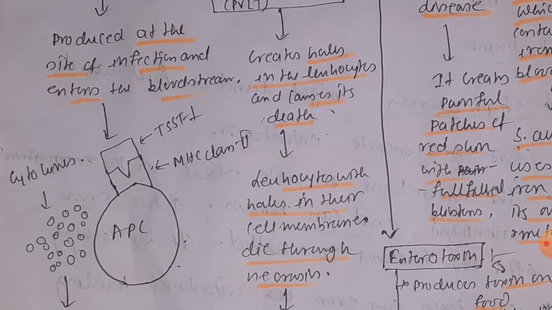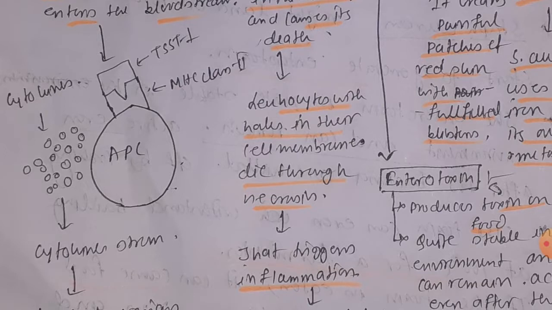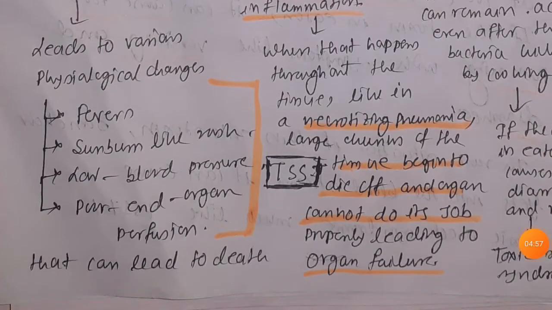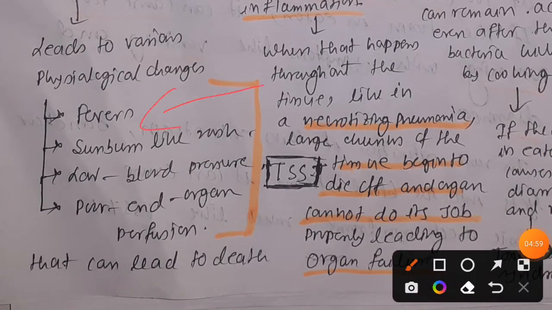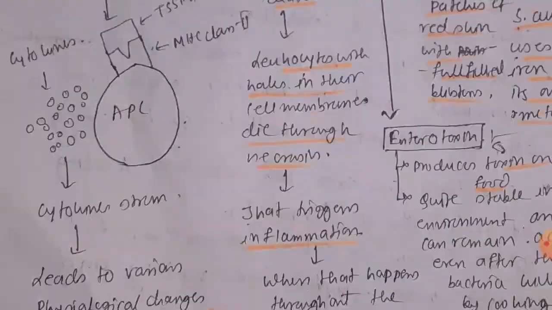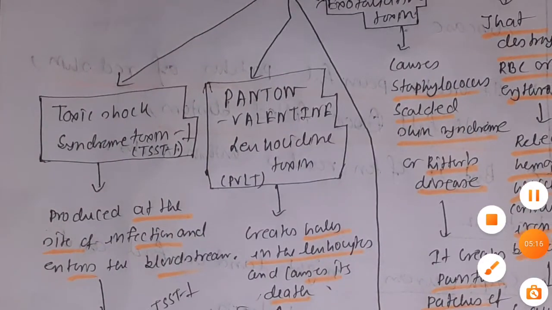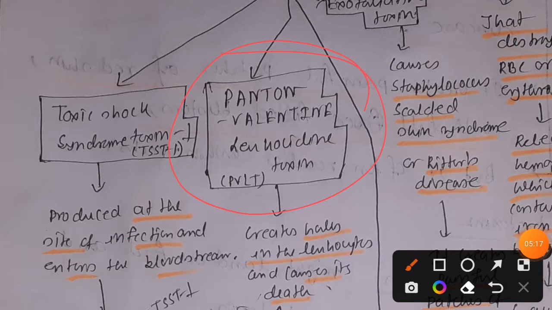And this cytokine storm can create various kinds of physiological conditions. These physiological conditions are fever, sunburn like rash, along with low blood pressure and poor end organ perfusion. And these four conditions together can lead to death, and these four conditions are together called toxic shock syndrome. The next one is Panton-Valentine leukocidin toxin.